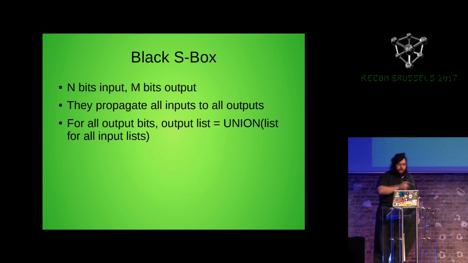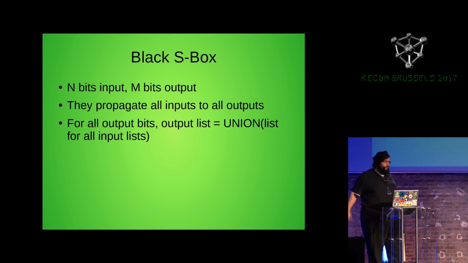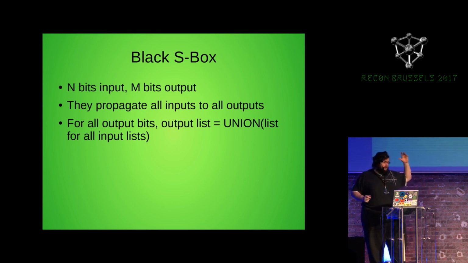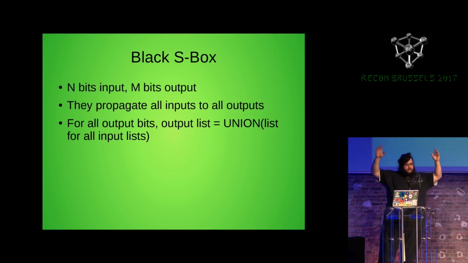Well, first, we have the concept of a black substitution box, or black S-box. It's an S-box, or substitution box, for which we don't know the internal mapping. This is probably something that sounds familiar to people who have been doing differential cryptanalysis. So basically, we have n bits as input and n bits as output, and we will assume that all bits of the input propagate to all bits of the output. So for every single output bit, we will make the union of the lists of every single input bit.